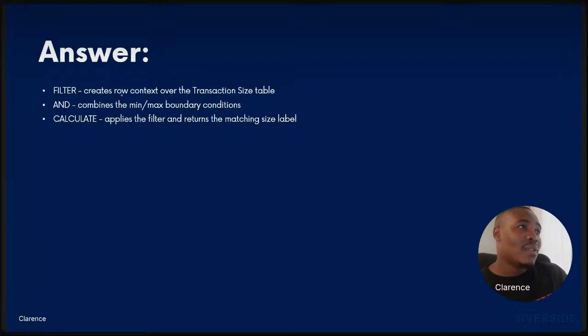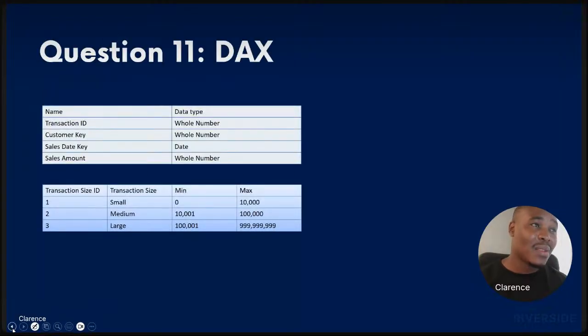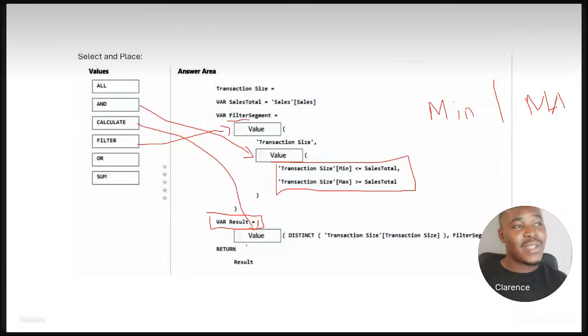Yeah, so filter creates a row context over the transaction. So that's why I would use filter. And the and combines the min or max boundary condition. We wouldn't be able to put it in a boundary type of thing if we didn't use the and statement. Calculate applies the filter and retains the matching values, right? I know this is a bit of a tricky one. I think it wasn't too obvious. There were not so many clues, but you try to extract as much information as you can.